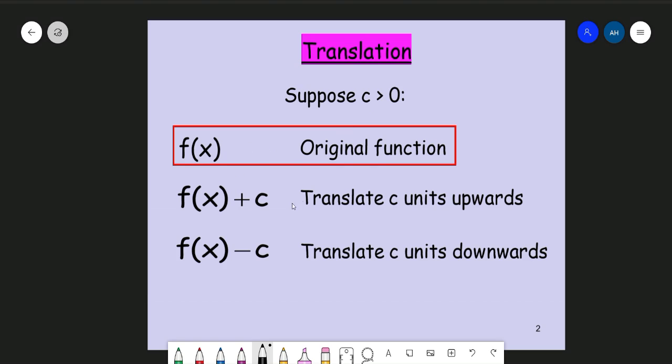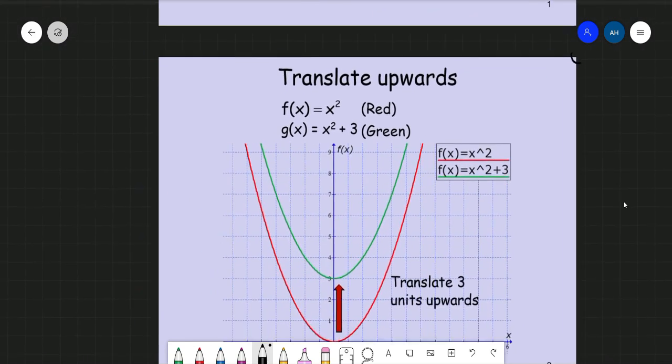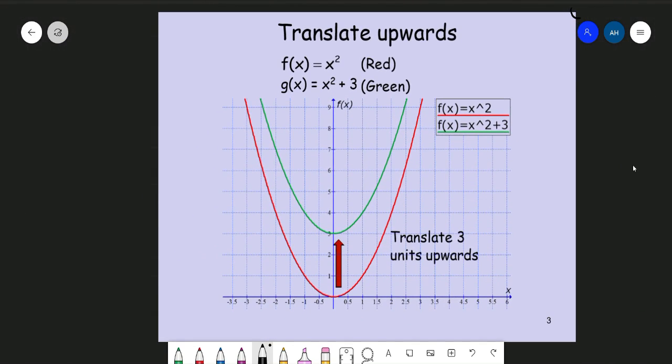Just name it f(x). Now if we add a number c to that function, that is f(x) plus c, what will happen is that graph f(x) will be translated, will be moved c units upwards. That's if we add a number c to f(x). But if we subtract a number c, that is f(x) minus c, then the graph is translated or moved c units downward. So let's see an example first to understand this transformation.